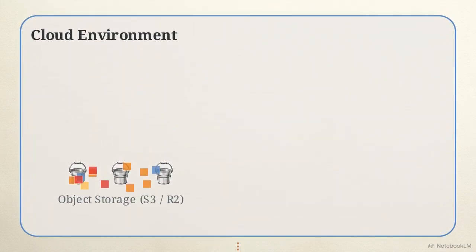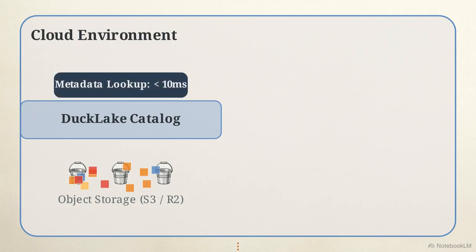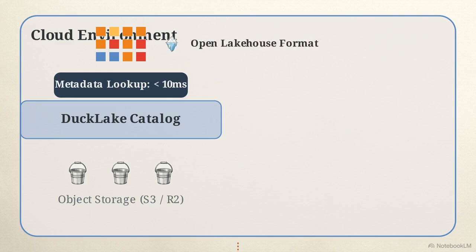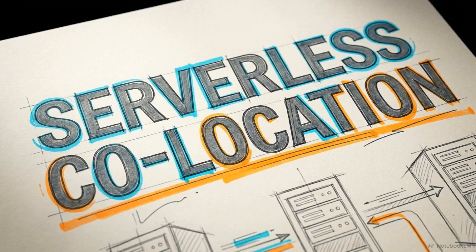This diagram introduces Duck Lake, a catalog layer sitting directly over those object storage buckets, providing sub-10 millisecond metadata lookups. Duck Lake organizes raw object storage into an open lakehouse format, delivering multi-table ACID transactions without a heavyweight warehouse engine. When you need compute at this scale, the Signal component comes online. Serverless MotherDuck compute nodes dynamically spin up, physically co-located right next to those object storage buckets. Together, they create a hybrid cloud execution model.